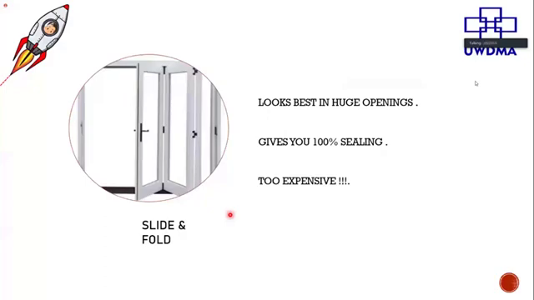Slide and fold are very good, but the thing is, they look very good on huge openings. And secondly, of course, they give 100% sealing, but they are too expensive. So not all clients can afford them, and maybe on just one opening where there is a big, huge opening. For small openings like 8 by 8, and especially for balconies, people never go for slide and fold systems.